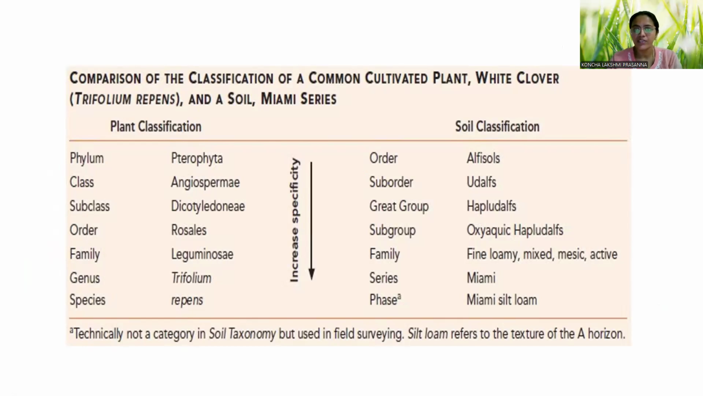Like alfisols is one of the soil orders. It comes under the suborder Udalfs, in the great group Hapludalfs. Subgroup, Oxyaquic Hapludalfs. Family, fine loamy mixed. Series, Miami, Miami silt loam. So it is a type of soil classification under the soil order.